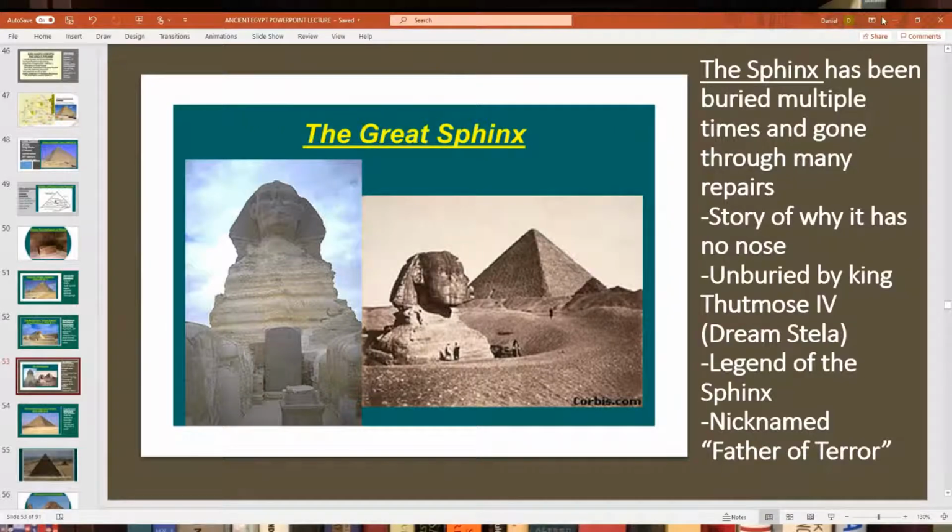There's also a legend about the Sphinx, which there was a story that it was like a watchdog, like watching over everyone. Like no matter where you were, it would probably be looking at you. So you move to the left, it looked at you. Move to the right, it looked at you. So it's kind of weird the way it was built, the actual face. And people call it the Father of Terror, or Father of the Terror, was its nickname. And so people were superstitious about it.